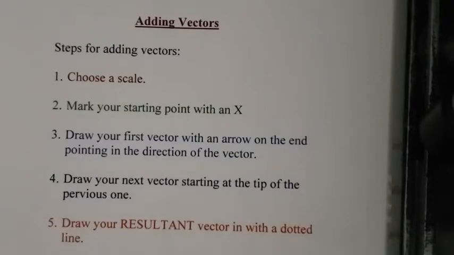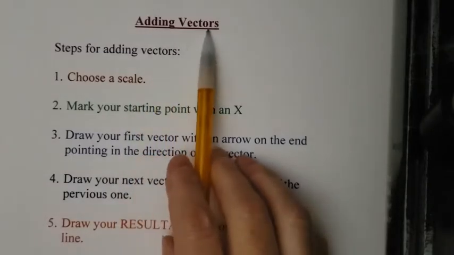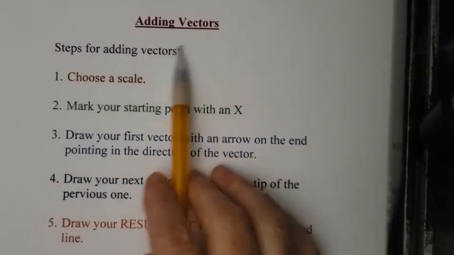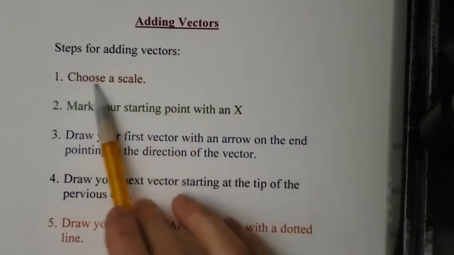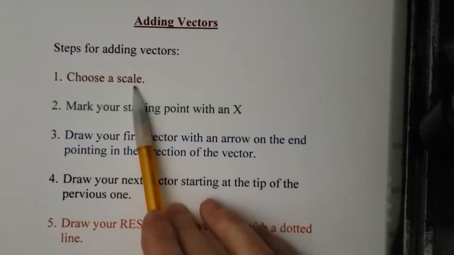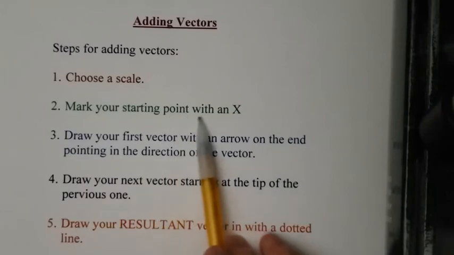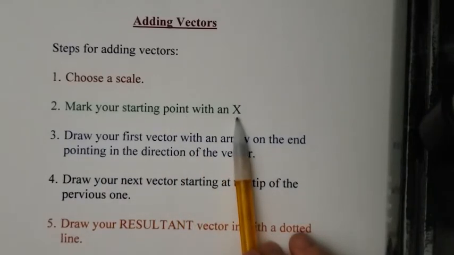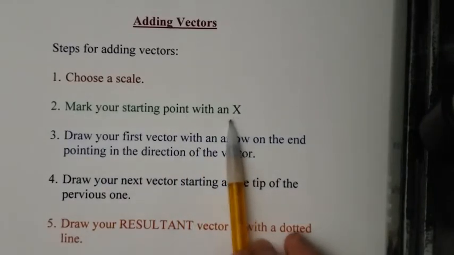So far we've been practicing drawing vectors and measuring what vectors are. Next, I want to add vectors. So the steps are actually very, very simple. So steps for adding vectors. First thing, you choose a scale, which we did before. Then you want to mark your starting point with an X. Sometimes I mark it with little crosshairs because it's easy to set up my protractor.